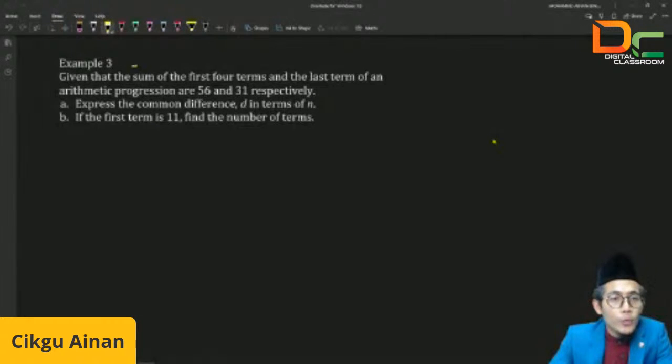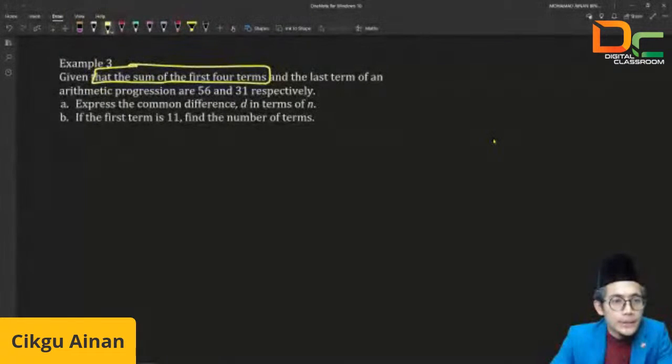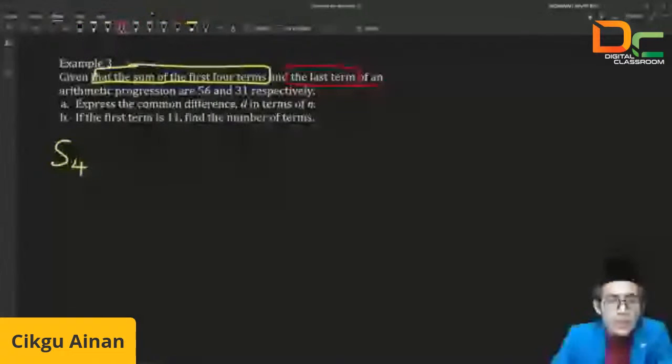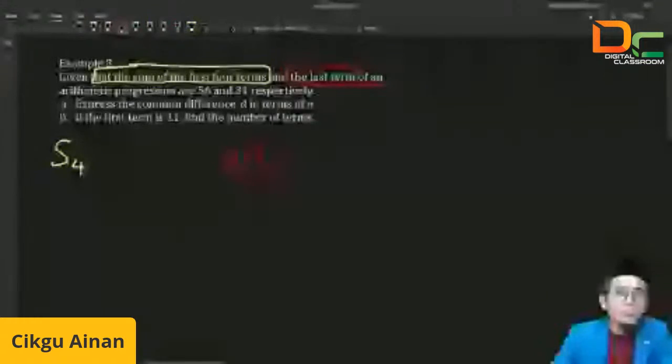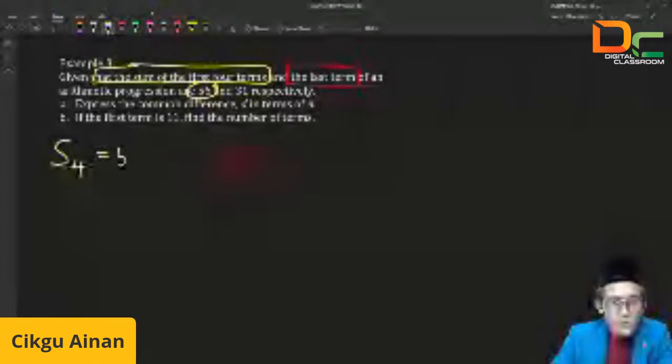As usual, we take out what we can take. This is the sum of the first 4 terms, and N means something else. The last term is also L or Tn. We don't know it. The sum of the first 4 terms is 56, and the last term is 31. So that's done already.